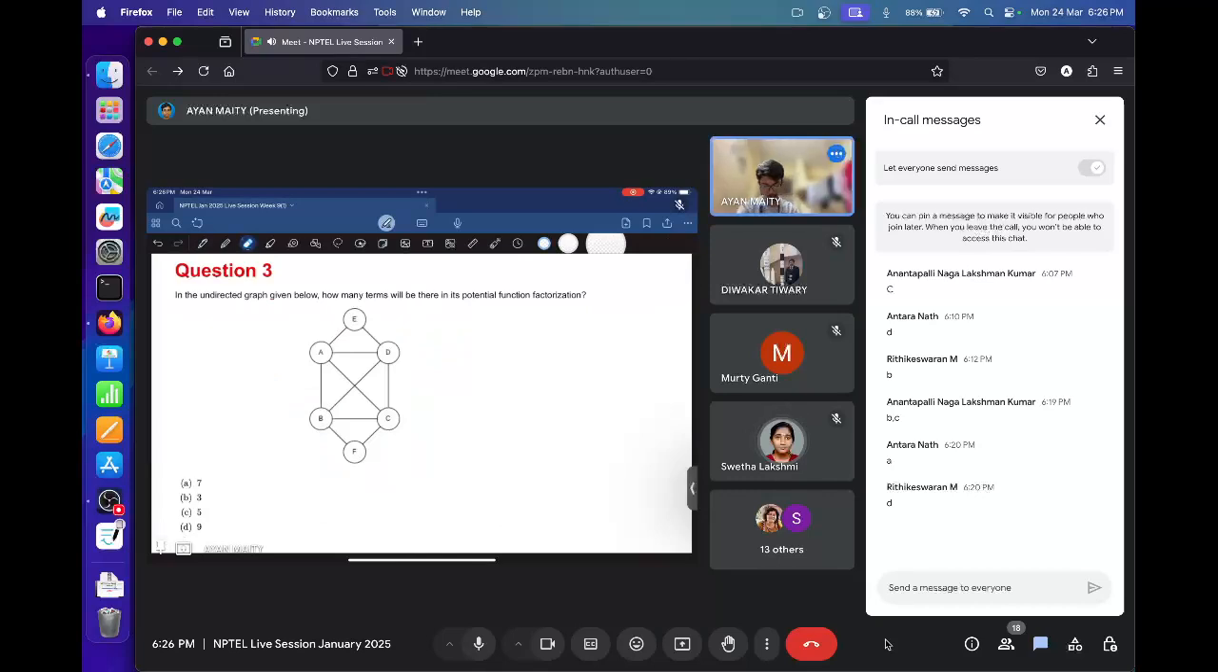Now question 3. In the undirected graph given below, how many terms will be in its potential function factorization?